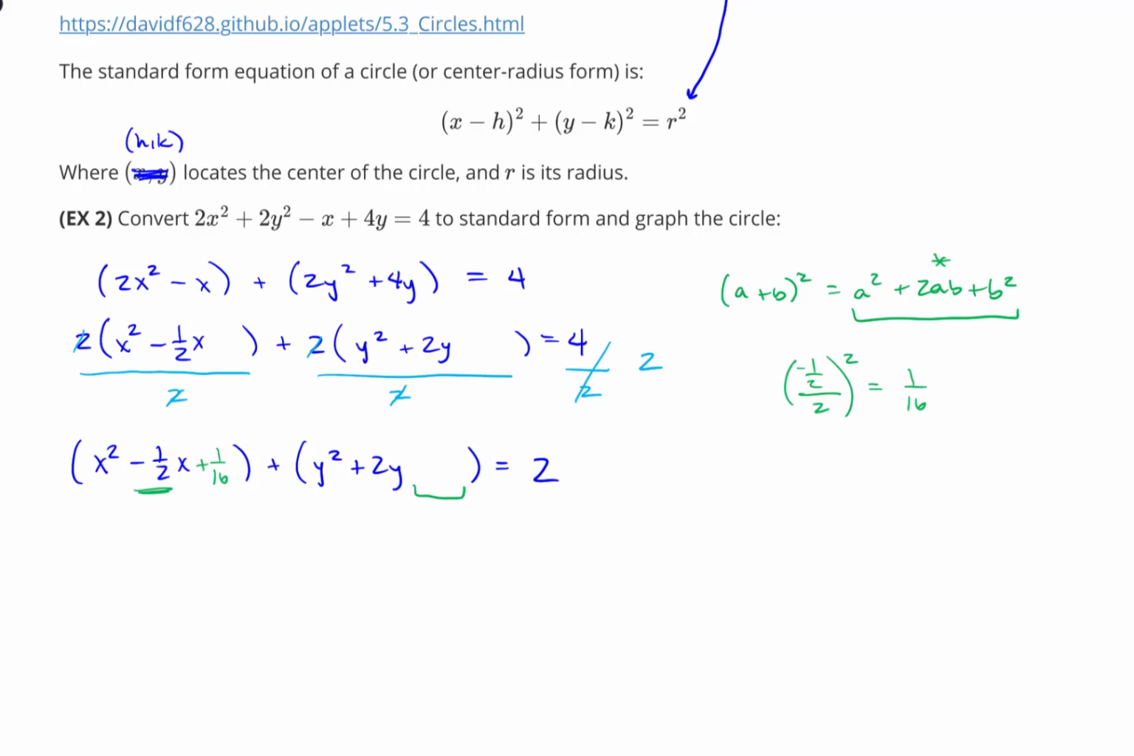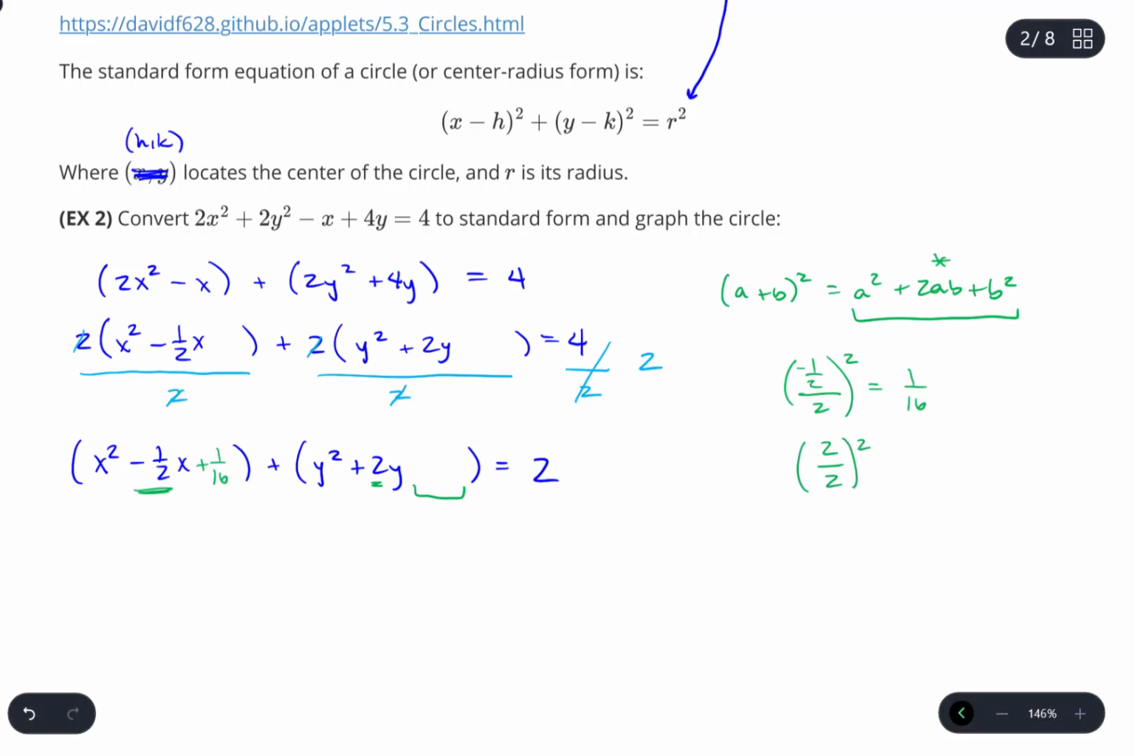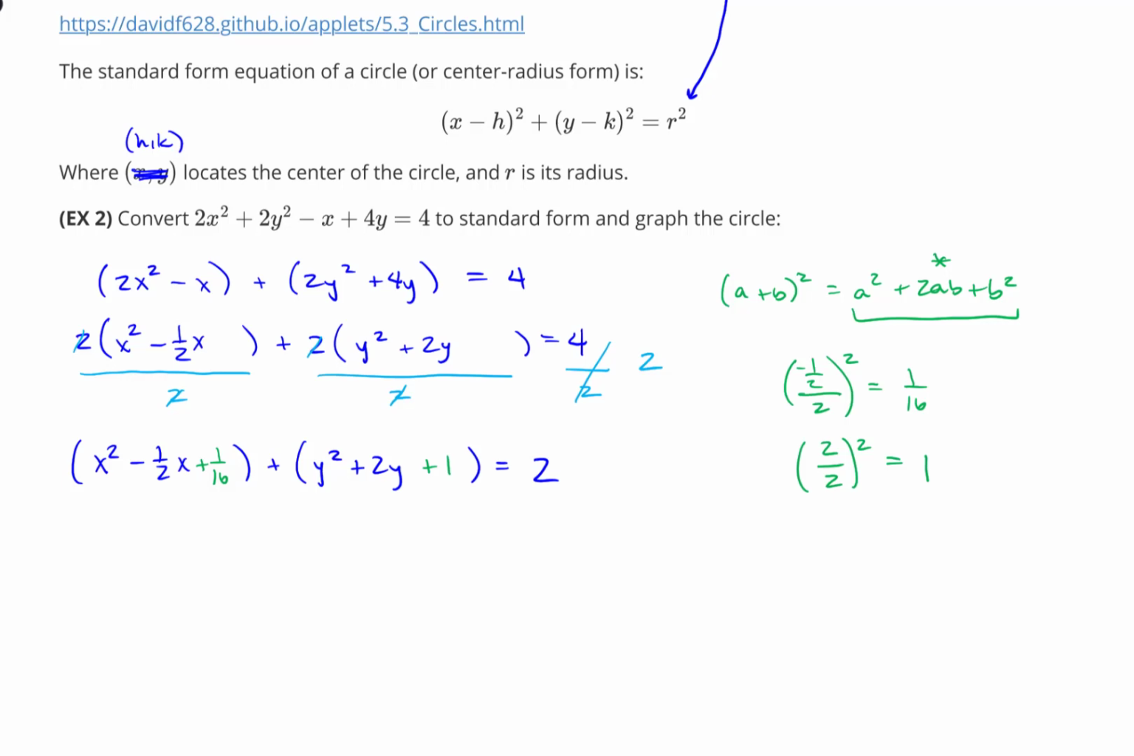In the y's, we have 2, that's multiplying the linear variable. We divide it by 2 and square it. This one's a little easier because it's an integer, so 2 over 2 is 1, 1 squared is 1. All right, so we can add 1 right here. Now, we simply can't add 1/16 and 1 to the left-hand side of the equation without doing the same to the right-hand side. So we're going to have to come over here and add 1/16 and 1 to make that happen. To make everything balance out, that is.